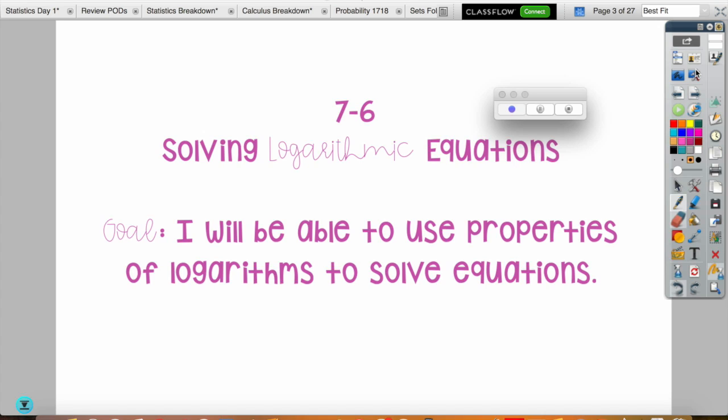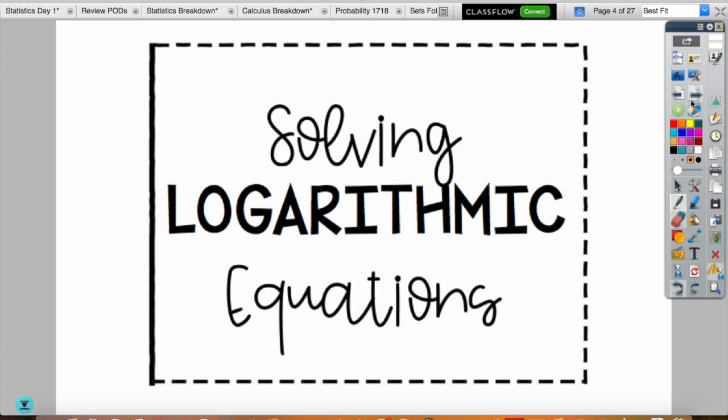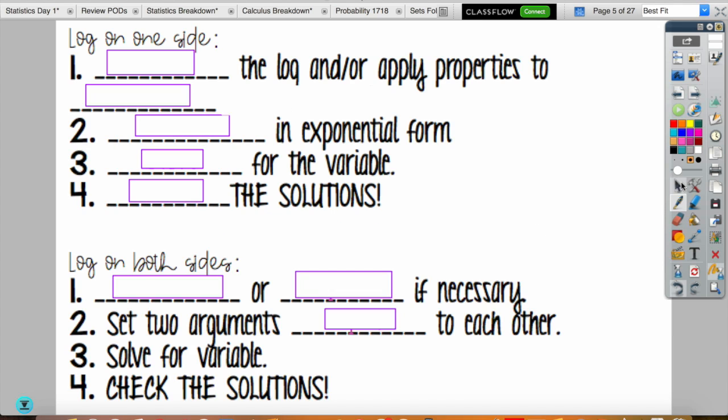If you open up that first flap, you'll see I pretty much give you some steps to solving logarithmic equations, okay? The first step, well, you can have two different situations. You can have it where you have a log on one side of the equal sign, or you can have a situation where you have a log on both sides, okay? So it's going to be one of these two situations. When you have a log on only one side of your equal sign, there's 4 steps.